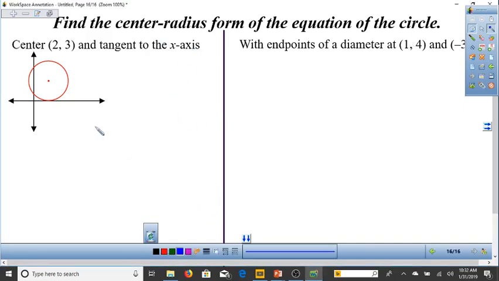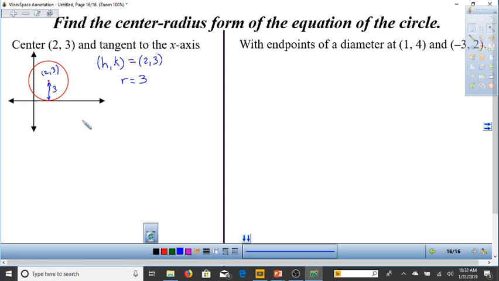If you look at this now, you realize the center being 2, 3 means the circle is 3 units away from the x-axis and 2 units away from the y-axis. That 3 units away from the x-axis means, since the circle is touching the x-axis, its center is 3 units from one edge of the circle, which means the radius of the circle is 3. The center h and k are 2, 3, and the radius is 3.